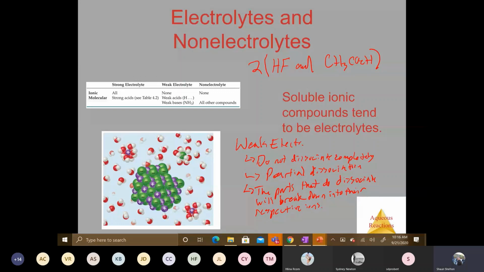And so when you look at HF, the way it's written is with this arrow. If you notice that it has this double arrow, that right there tells you that you're dealing with a weak electrolyte. Same thing for the acetic acid. It also has this double arrow. That double arrow tells us that this is a weak electrolyte.